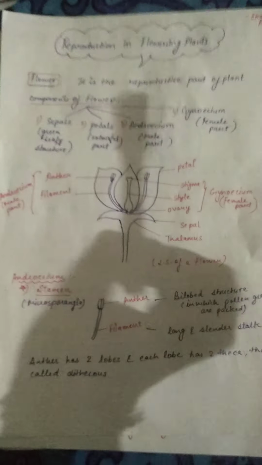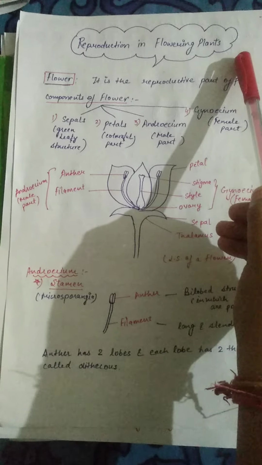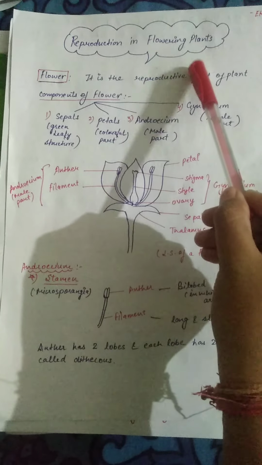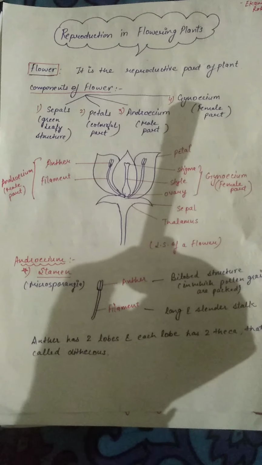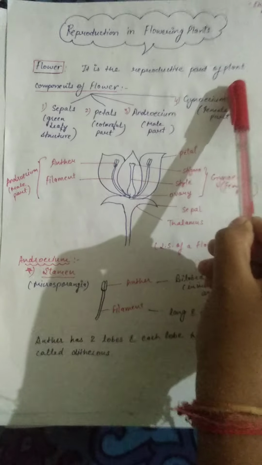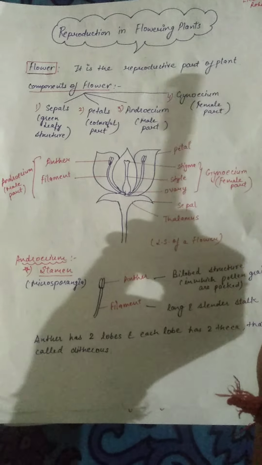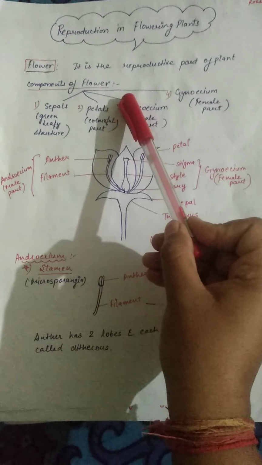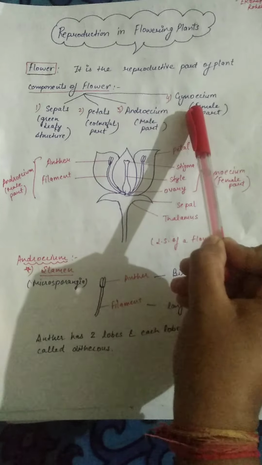Good evening. Here I am representing reproduction in flowering plants. As you all know, a tree has various parts like root, stem, leaf and flower. But the flower is the reproductive part of a plant, which has a role in reproduction. A flower has four components: sepal, petal, androecium and gynoecium.